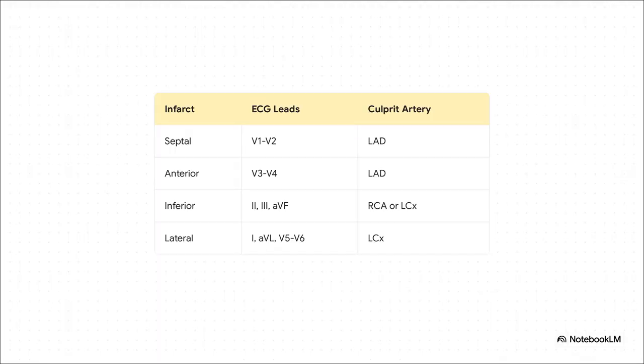This is where the graphical magic really happens. You can use a standard 12-lead ECG like a map to pinpoint exactly which artery is blocked before you even step foot in the cath lab. ST elevation in leads V1 and V2, that is a septal infarct, pointing straight to the proximal LAD, the infamous widowmaker. V3 and V4 show you the anterior wall, also the LAD. Leads II, III, and aVF give you a window into the inferior wall, which is usually the right coronary artery. And the lateral leads, I, aVL, V5, and V6, point to the left circumflex. It is quite literally pure anatomical mapping, right there on the page.